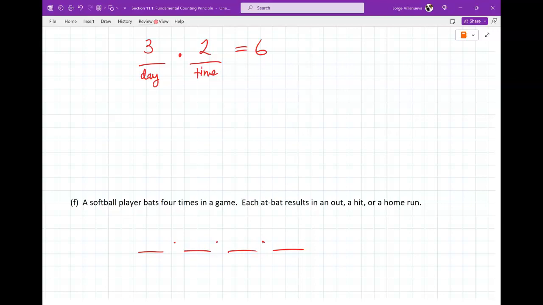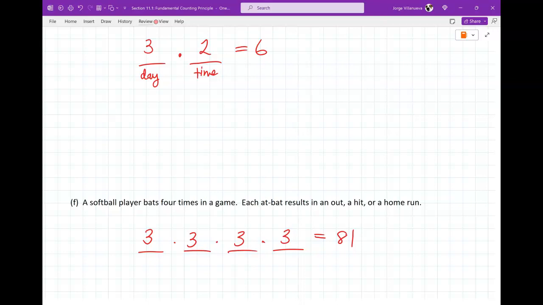3. They can either get a hit, they can get a home run, which I guess is a hit in a sense, or they can get an out, right? Every single one of these has an option of 3 because those 3 options can occur at every at-bat. So I just multiply 3 times 3, 3 times 3, that's going to be 81. That's 81 different things that can occur at 4 at-bats. Okay?